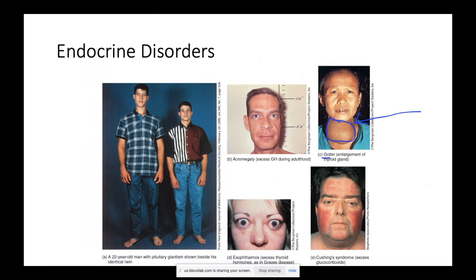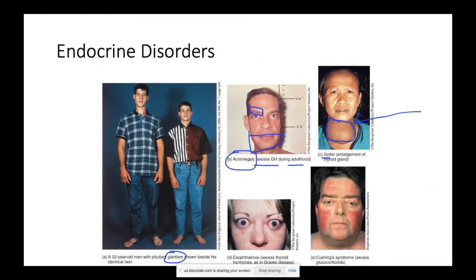Here on the left-hand side, we have a 22-year-old man whose pituitary was pushing out a lot of growth hormone, and as a result, you have giantism. You grow much, much taller than the average person. When you're an adult and you have an excessive amount of growth hormone during adulthood, you get a condition called acromegaly, which is where you have this very thickened brow, you get the thickened jawline, you get features of like a caveman type of appearance.